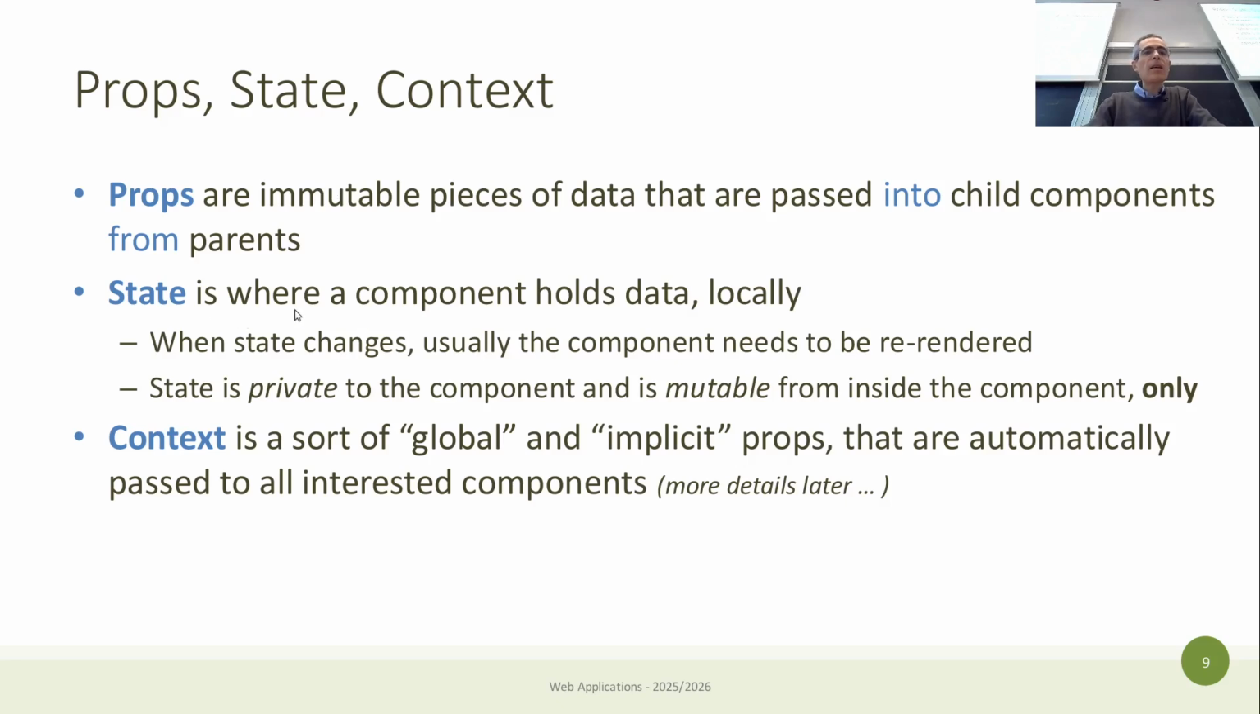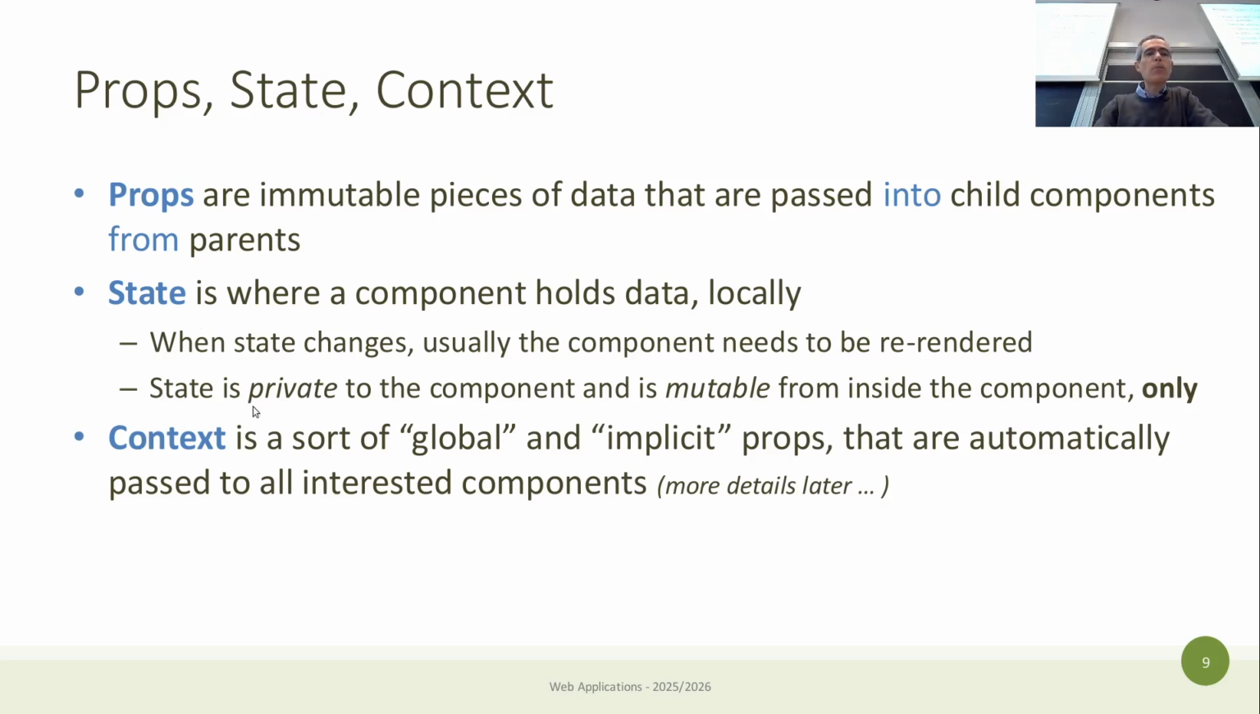State, instead, is a place where a component can hold data locally, okay? That means that those values are local and private in a certain sense to that component. When the state changes, usually the component needs to be re-rendered. It means if the value has changed, React will detect the fact that the value has changed and will trigger a re-render of the component, and in turn of all the rest of the application that depends on that state. Okay? If that state is passed as props to other components, it will re-render the other components as well.